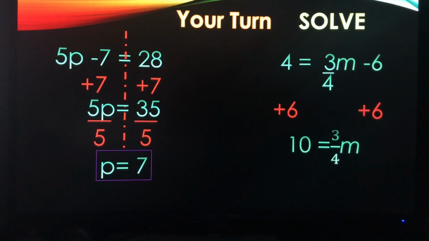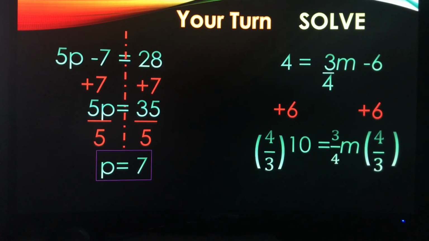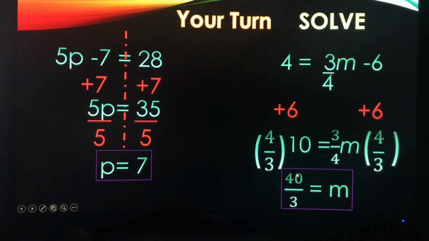Well, the opposite of multiplication we talked about is division. When I divide by a fraction, dividing by a fraction is the same thing as multiplying by its reciprocal. So I'm going to multiply both sides by 4/3. And I do both sides because I want to keep my equation balanced. This cancels this side out and it just leaves me with an m. Over here, nothing simplifies, so I get 40/3.